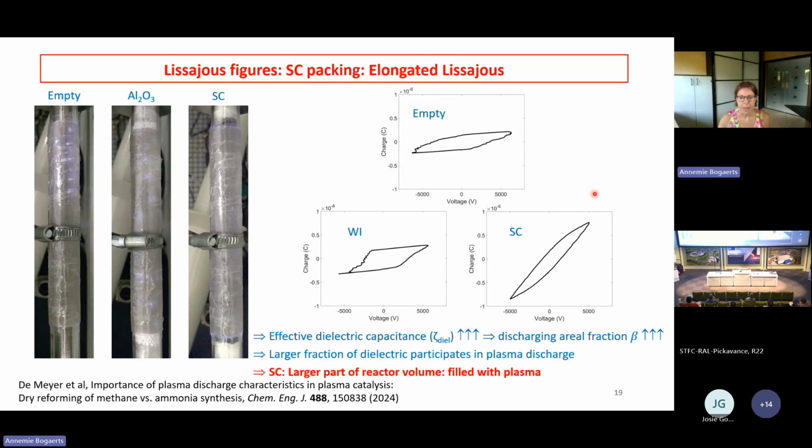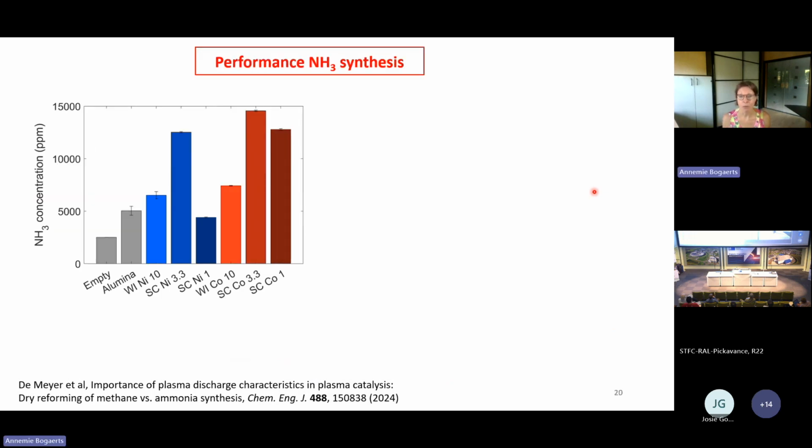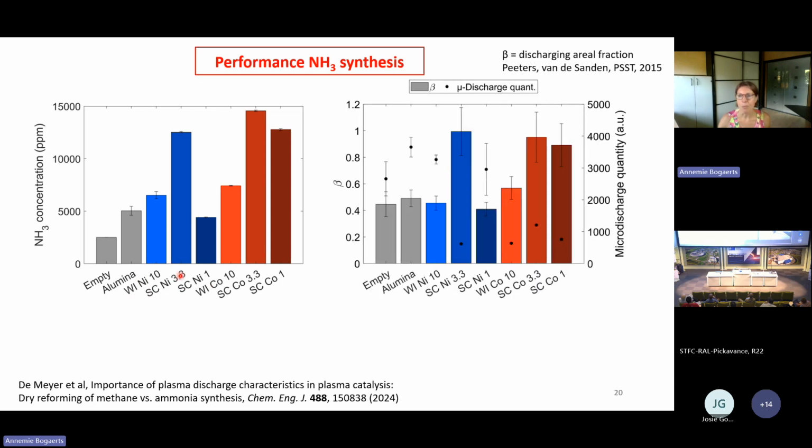So if we then look at the performance, and I said I would compare here ammonia synthesis with dry reforming of methane. This shows the ammonia concentration where we compared, again, the empty reactor, alumina packed, and then wet impregnated, spray coating, and we did for nickel and cobalt for different weight percentages. And this we compared with this discharging areal fraction.